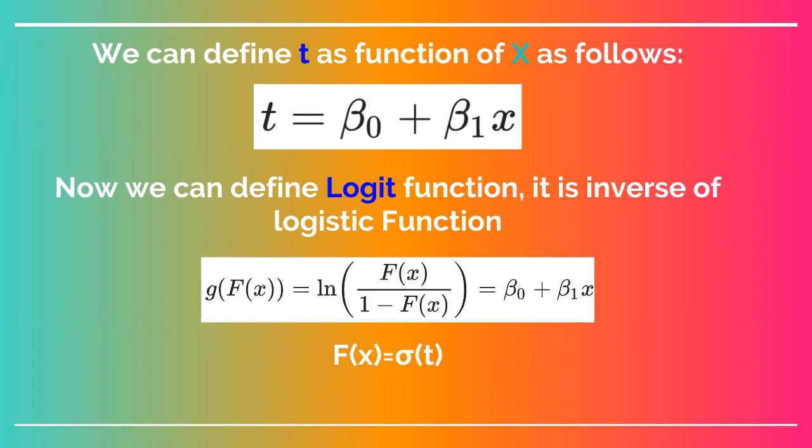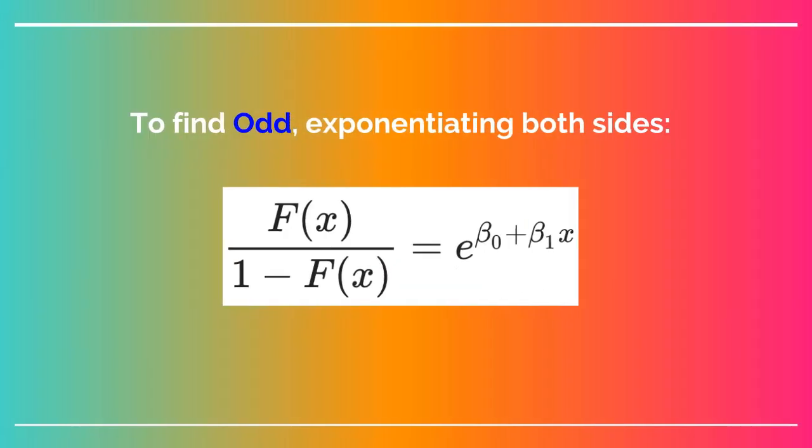We can define t as a function of x as follows: t equals beta 0 plus beta 1 multiplied by x. Now we can define the logit function. It is the inverse of the logistic function. So g is the logit function and it's equal to the natural logarithm of f(x) divided by 1 minus f(x). And as you see, f(x) is equal to sigma of t, the logistic function. And all of this natural logarithm is equal to beta 0 plus beta 1 multiplied by x.